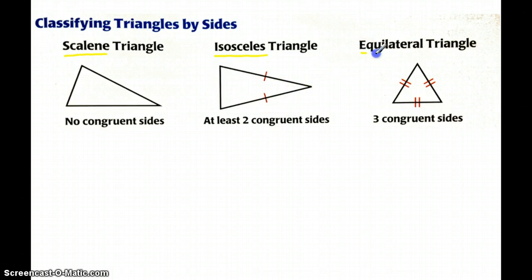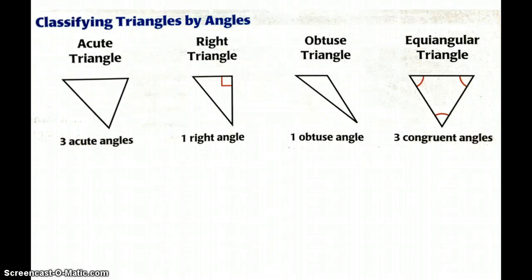Our third option is an equilateral triangle. That means all three sides are congruent. We know this because each one of the three sides has a double hash mark saying that they are all congruent to each other. If you are an equilateral triangle, you are also an isosceles triangle because you have at least two congruent sides. Another option we have is to classify triangles by their angles.